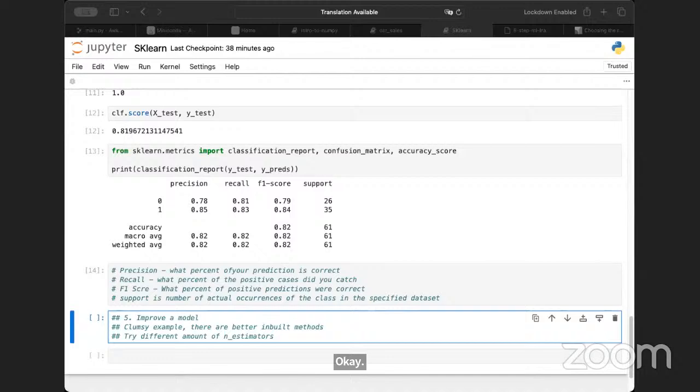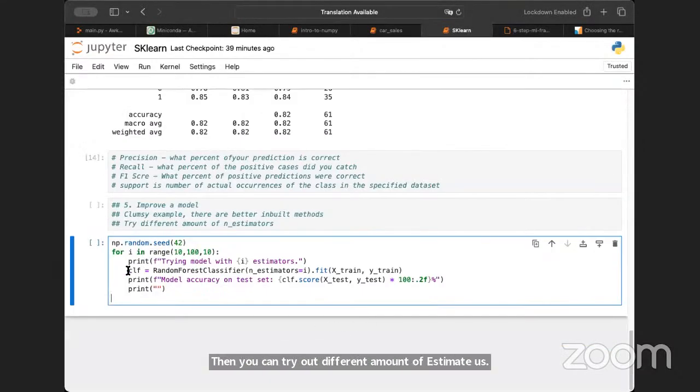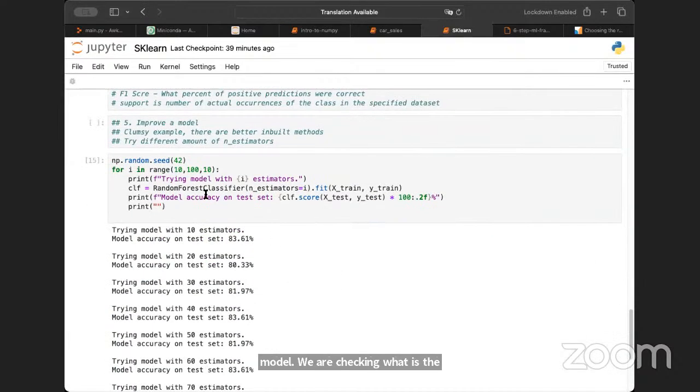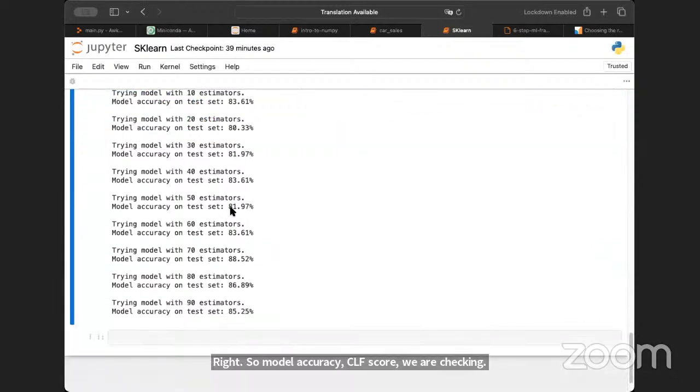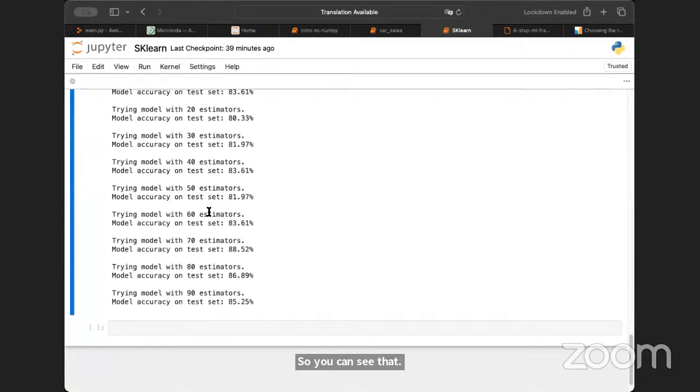Then you can try out different numbers of estimators. For example, we are now setting the estimators from 10 to 100 and so on. For each different model, we are checking what the accuracy is. So model accuracy, clf score, we are checking accuracy here.